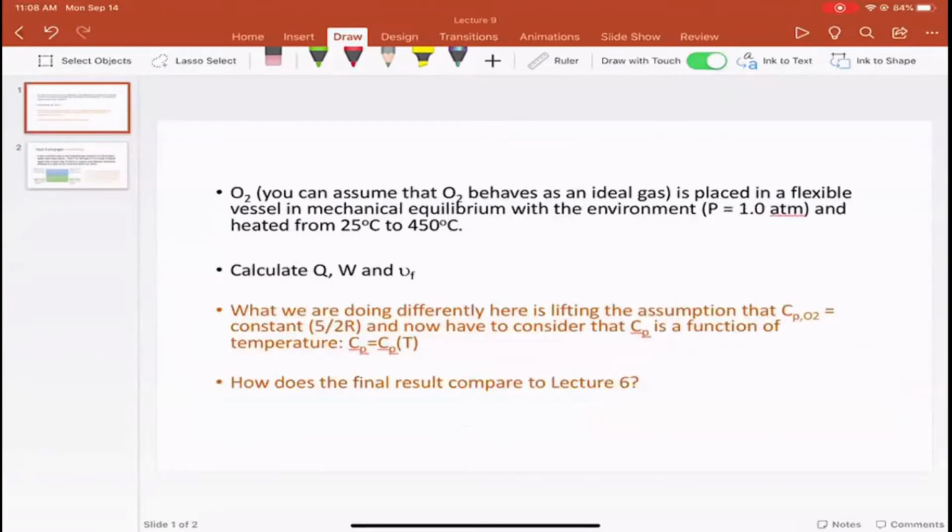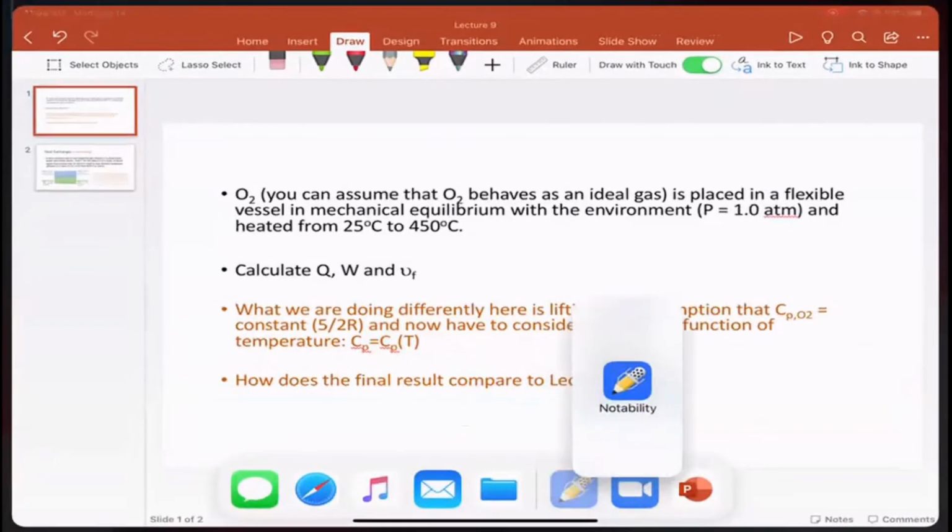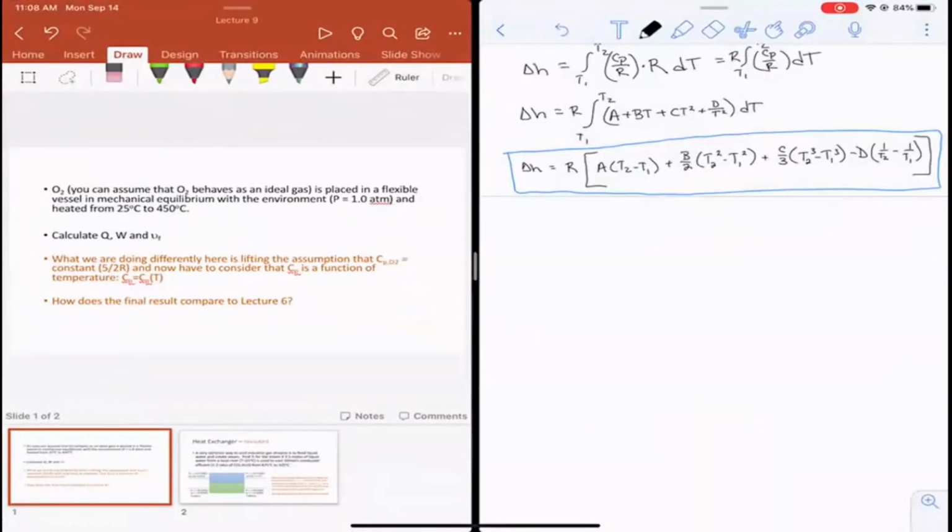And let's start here with oxygen. And let me bring up the notes. All right, so here we have oxygen, flexible vessel, heated from 25 to 450 degrees C. So we want to calculate Q, W, and the specific volume. Now, of course, the calculations that we made for the specific volumes aren't going to be affected at all by anything that we've done in this problem because we're still assuming that the gas is an ideal gas. So our initial specific volume is still equal to RT over P, right? And we did that calculation previously.